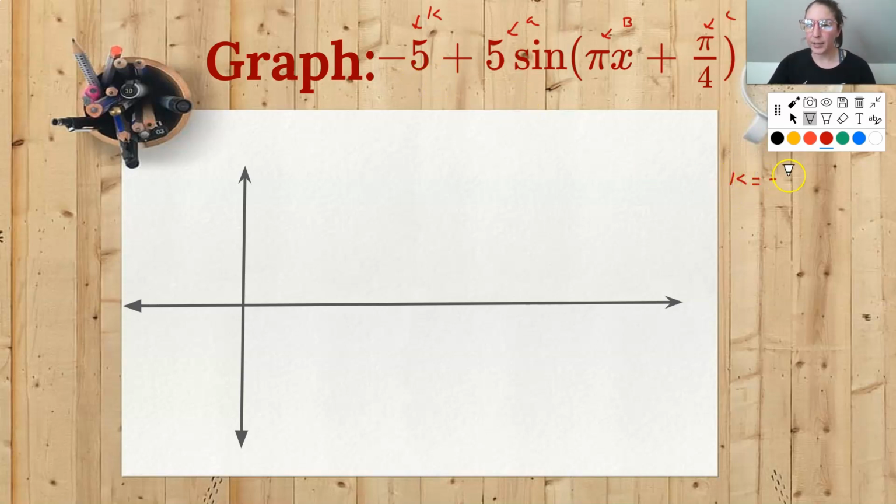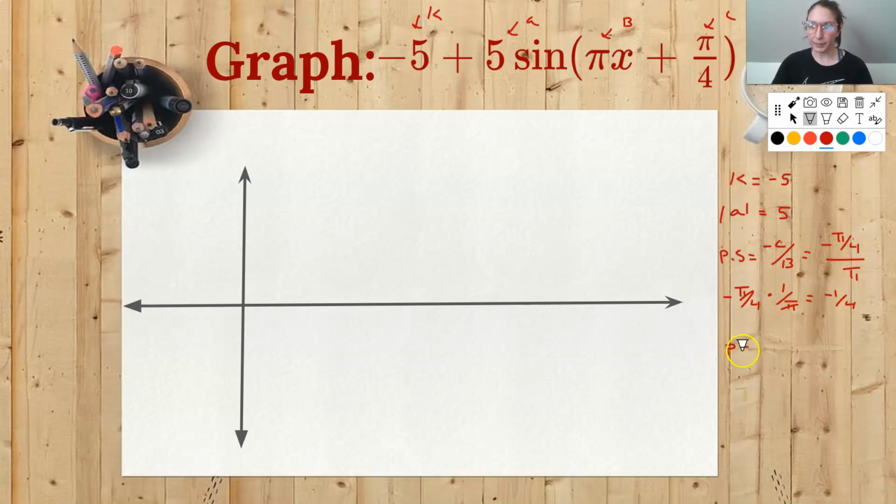So our k is negative 5, which means the whole graph, we're going to tank it down by 5. Our amplitude is 5. Our phase shift is negative c over b. Negative c is negative pi over 4, over b. B is pi. If I'm taking negative pi over 4 and I'm dividing it by pi, dividing by a fraction is the same as multiplying by its reciprocal. So look, pi is canceled. So negative 1/4 is going to be my phase shift.